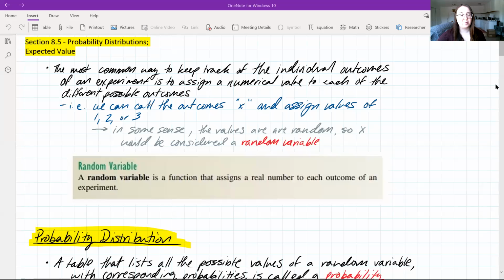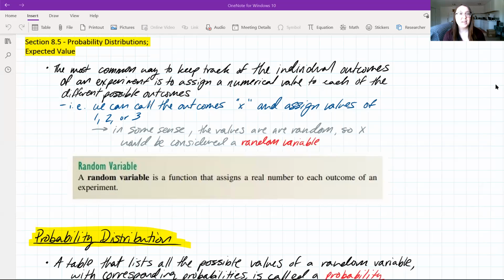All right, hello everyone. We're going to be talking about section 8.5, which is going to be about probability distributions and the expected value. So the most common way to keep track of an individual outcome of an experiment is to assign a numerical value to each one of the different possible outcomes. So for example, we can call outcomes X, and then we can assign values of 1, 2, or 3.